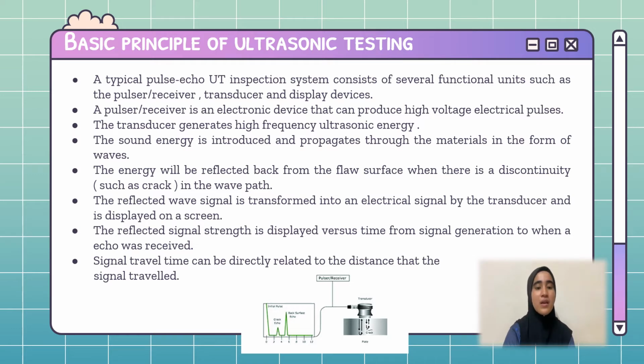Sixth, the reflected wave signal is transformed into an electrical signal by the transducer and is displayed on the screen. Seventh, the reflected signal strength is displayed versus time from signal generation to when an echo was received. Plus, signal travel time can be directly related to the distance that the signal traveled.